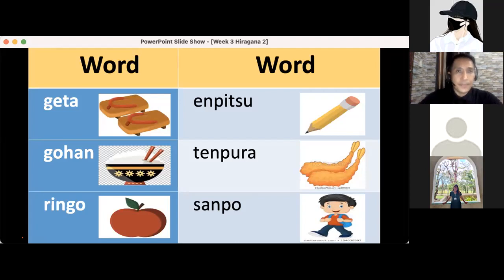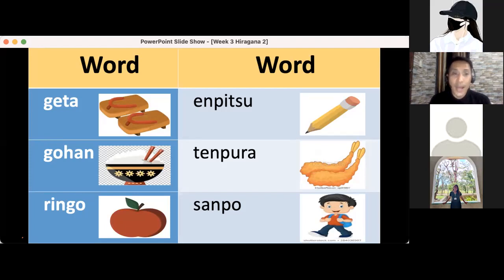Okay, so we have geta. Geta, ito yung wooden sleepers na ginagamit ng mga Hapon when they are wearing their kimono, no? Alam ko you're familiar with kimono, maybe nakakita na kayo ng kimono. So, if they wear kimono, yung geta yung ginagamit nila na slippers nila. Parang bakya, sir? Oo, parang bakya. So actually, I also bought a pair of geta. Wooden slippers siya, worn by Japanese when they wear kimono.